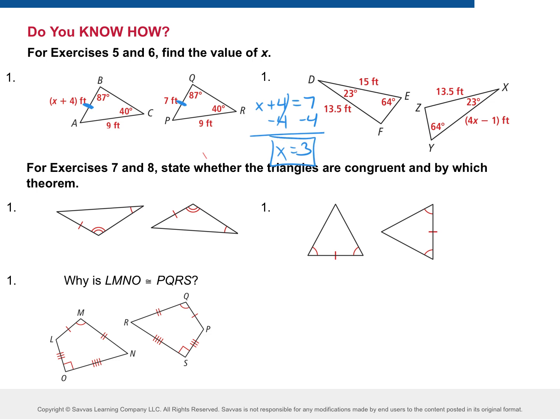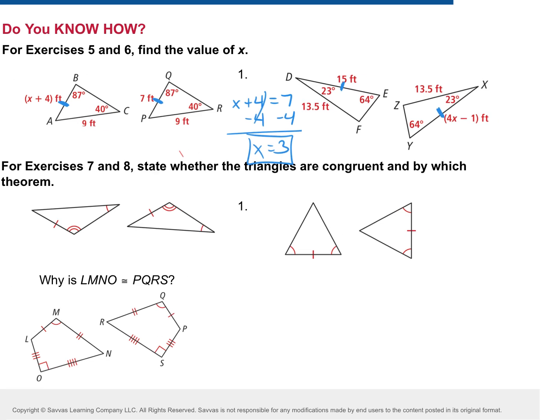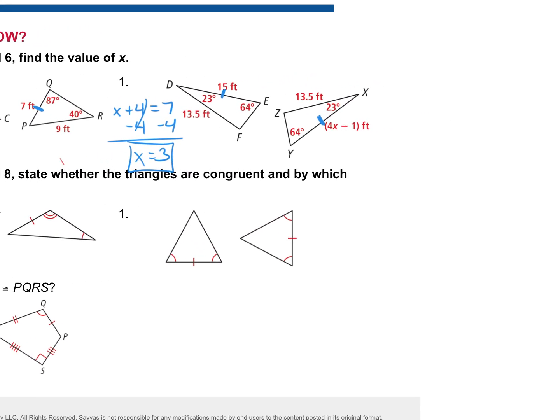There we go. Good. What side on number 6 is congruent to 4x minus 1? 15. Do we agree? Yeah. Okay, how can I set that up if those two are equal? 4x minus 1 equals 15. Two-step algebra. Plus 1, 16, divided by 4, 4. Yep, 4x equals 16, divide by 4, x equals 4. Good. Questions on those two?